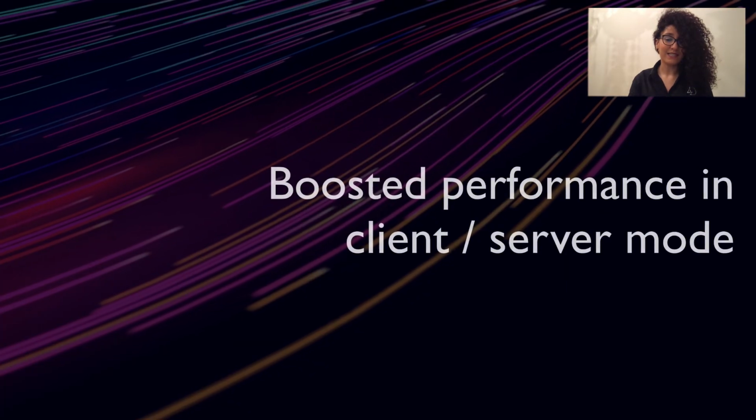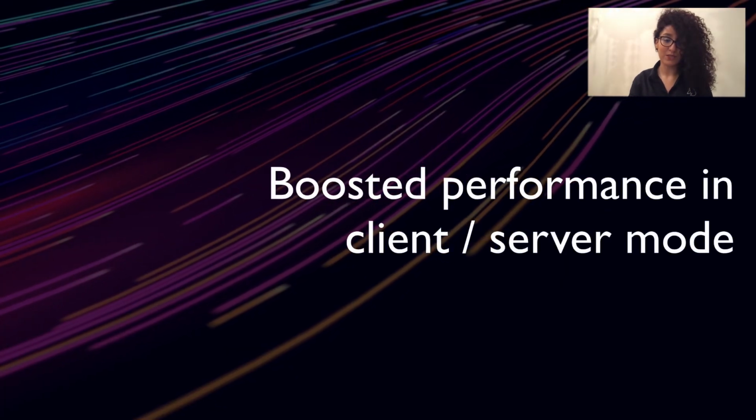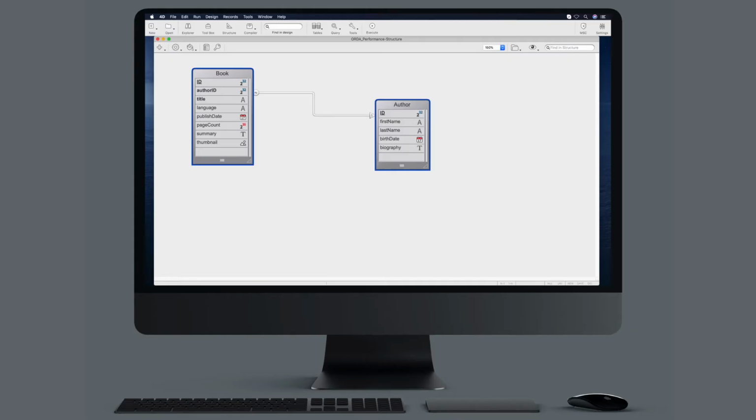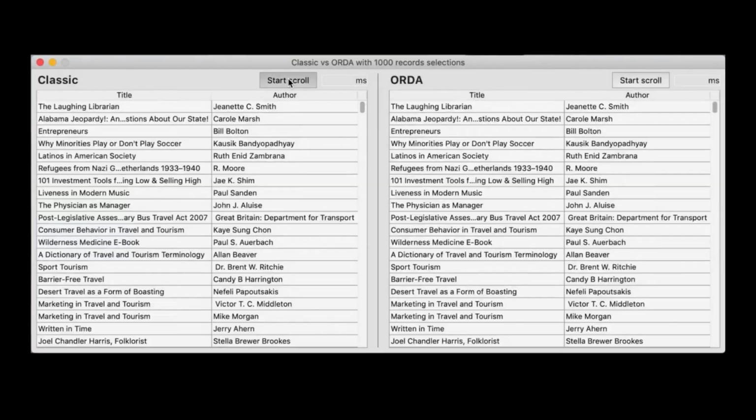Next feature is related to performance. Using ORDA to access large tables in client-server mode has been greatly enhanced. To illustrate this improvement, here is a database with two tables. A book table that has 1,000 records. Its summary field contains anywhere from 100 to 2,000 characters, and its thumbnail field contains 10 kilobyte images. In the related author table, the biography field contains 10,000 characters in each record.